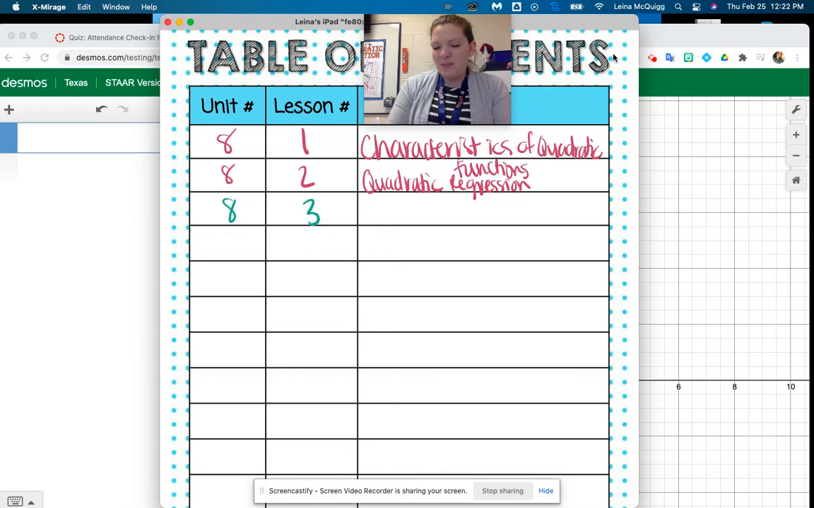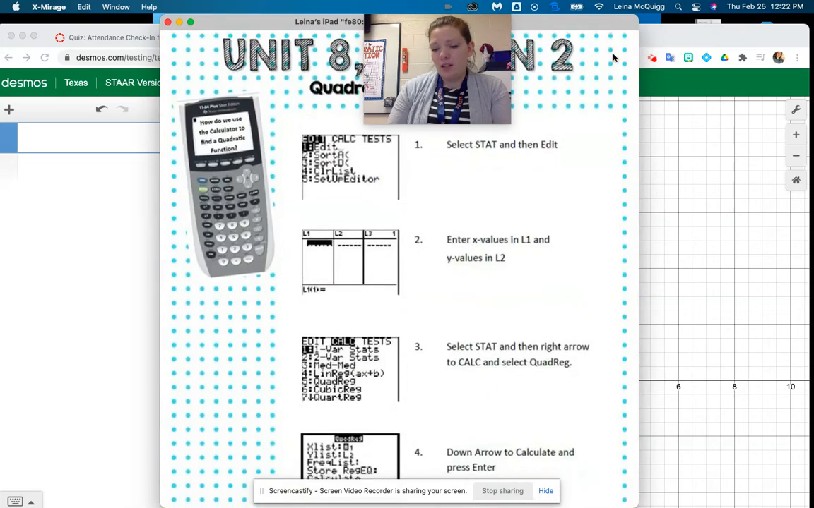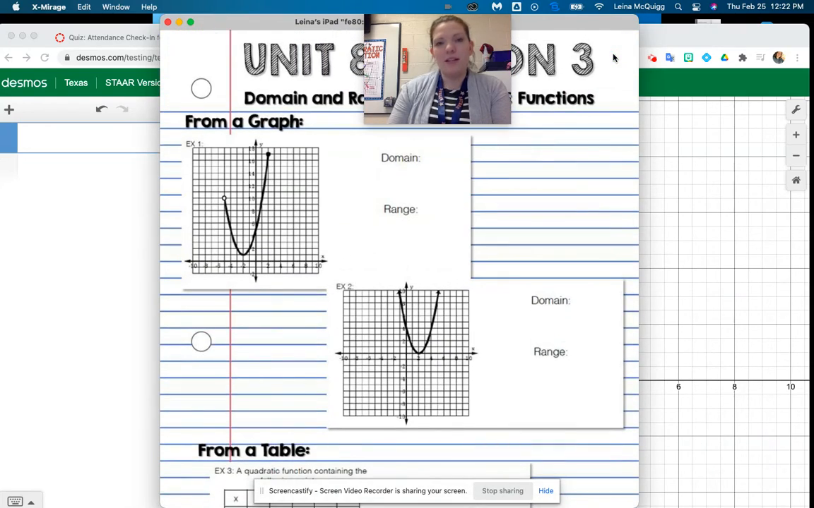This is going to be domain and range. Domain and range is something we already know how to do. We've done it a couple times already this year. We're just going to talk about it with just quadratics this time. So on Lesson 3, here's my Unit 8 Lesson 3 notes.